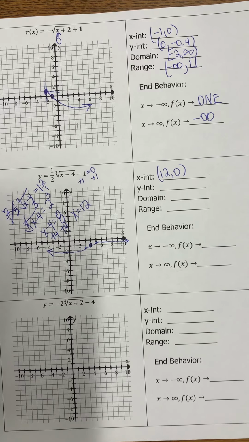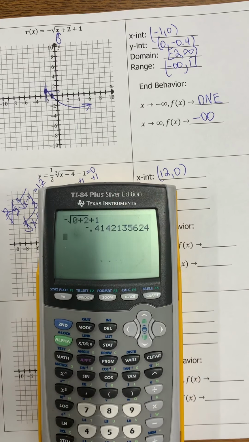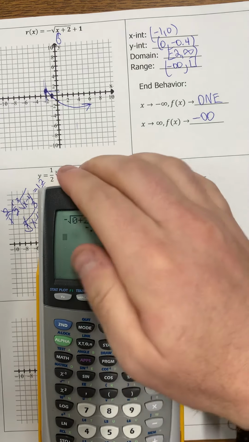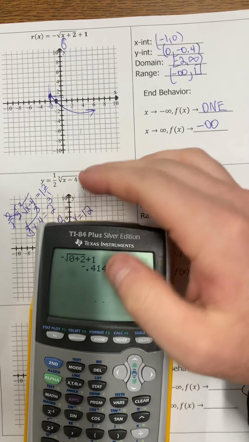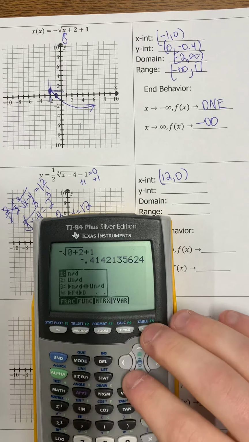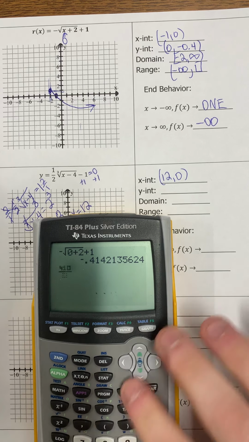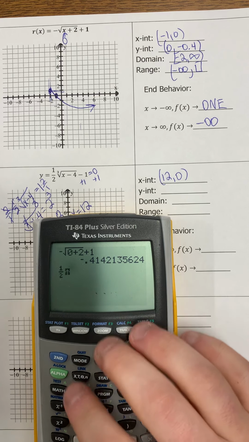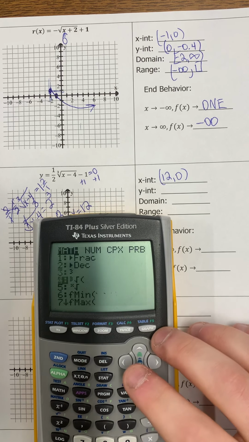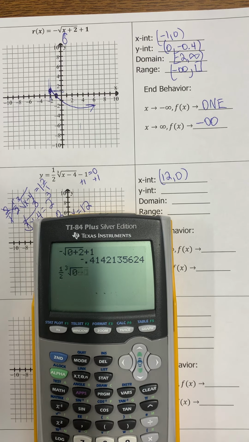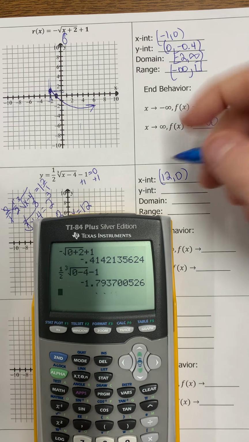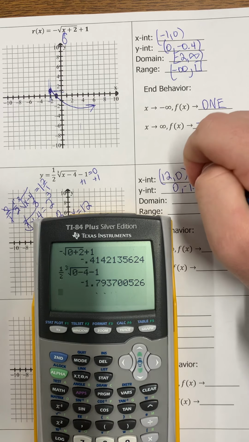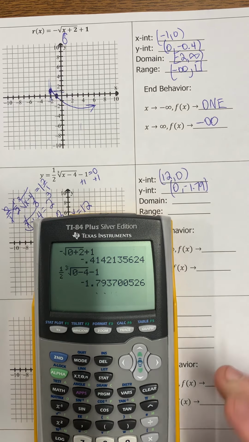For the y-intercept, we're going to plug in 0 for the x value here. So we get 1 over 2 times the cube root of 0 minus 4, and then outside, minus 1. So we get 0, negative 1.79 would be our y-intercept.